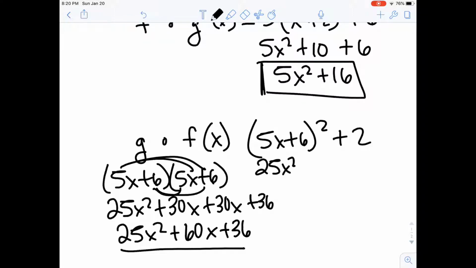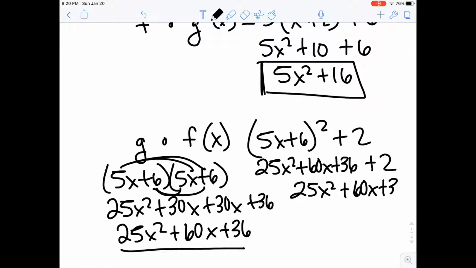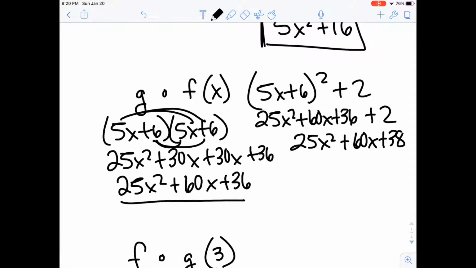So 25x squared plus 60x plus 36 plus 2. Now I combine like terms. So I have 25x squared plus 60x plus 38. And that would be your answer.